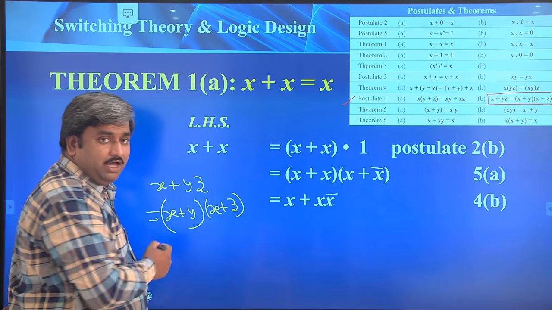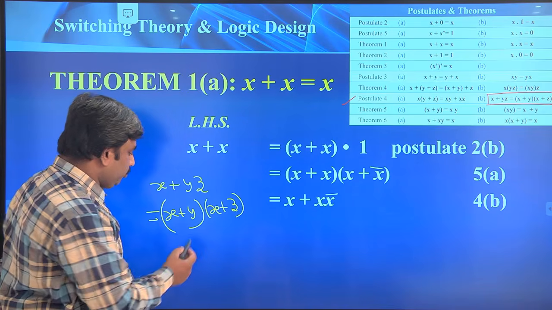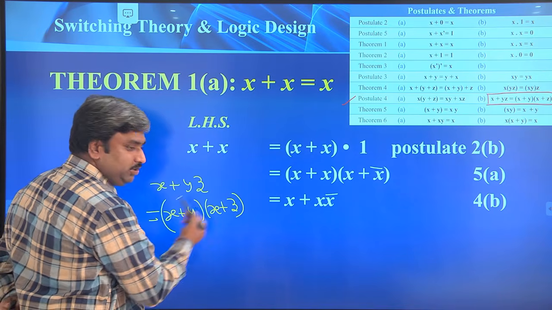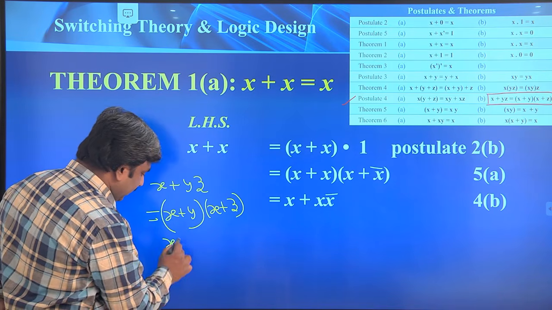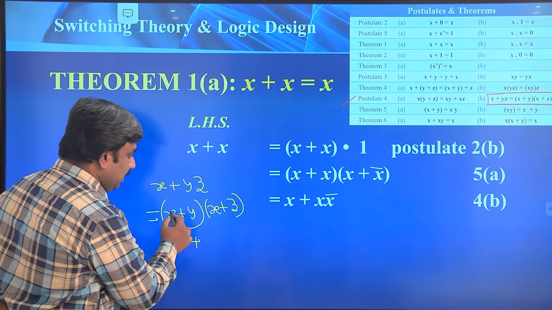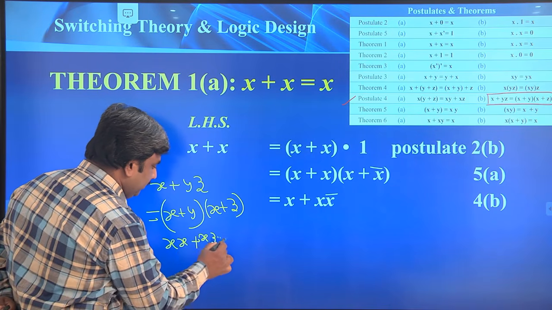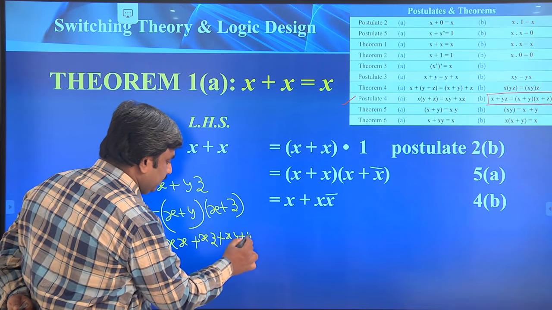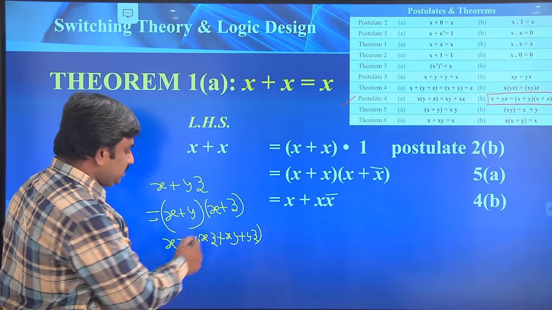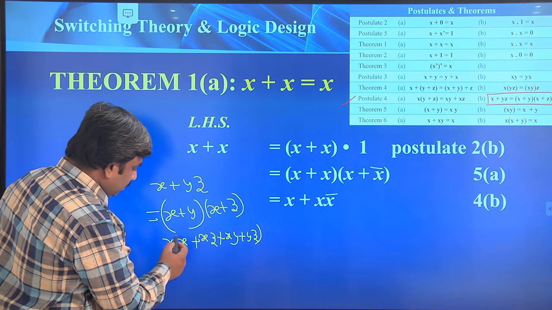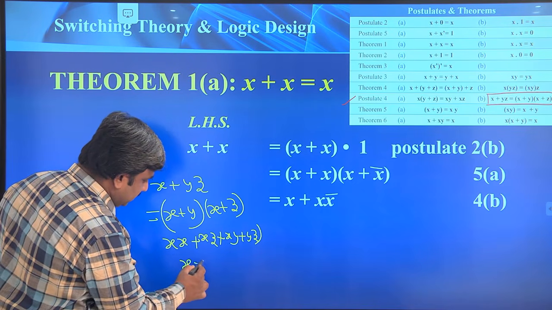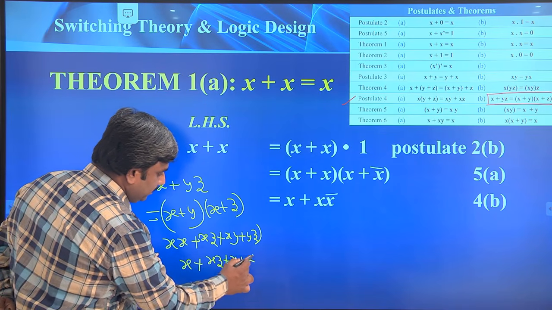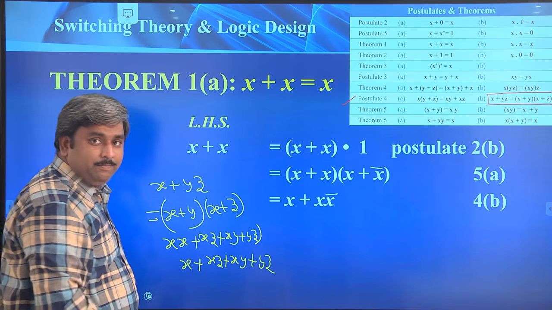So this is the distributive property. You have to multiply x with these two and y with these two. So x into x, the first term, plus x into z, plus y into x, that is xy, plus y into z, that is yz. So this is the property. Coming to here, x into x is nothing but x, plus xz plus xy plus yz. So this is the formula we got.